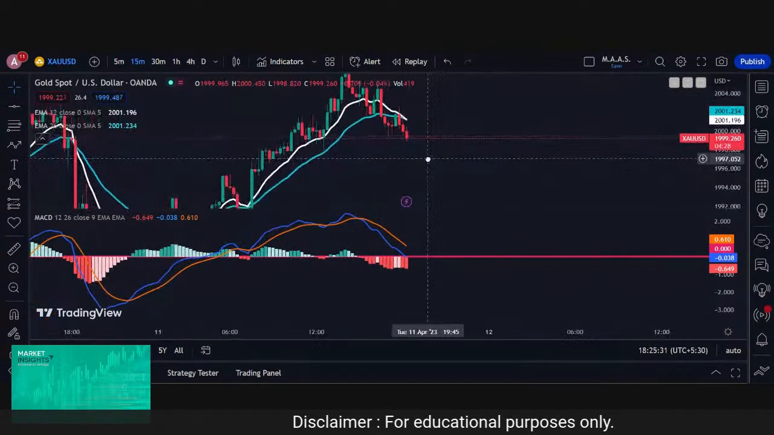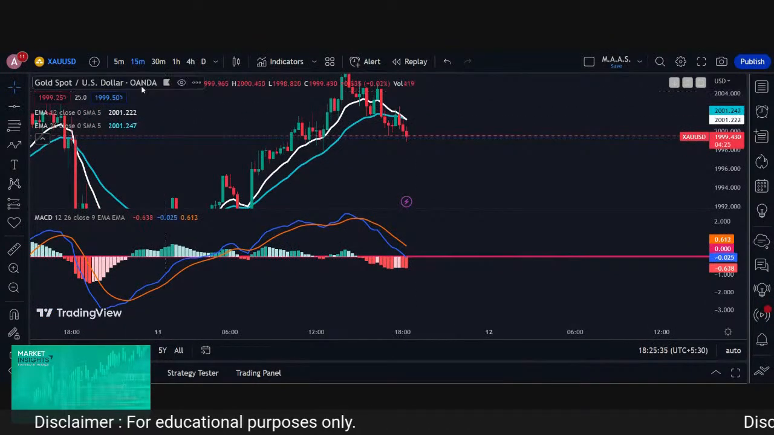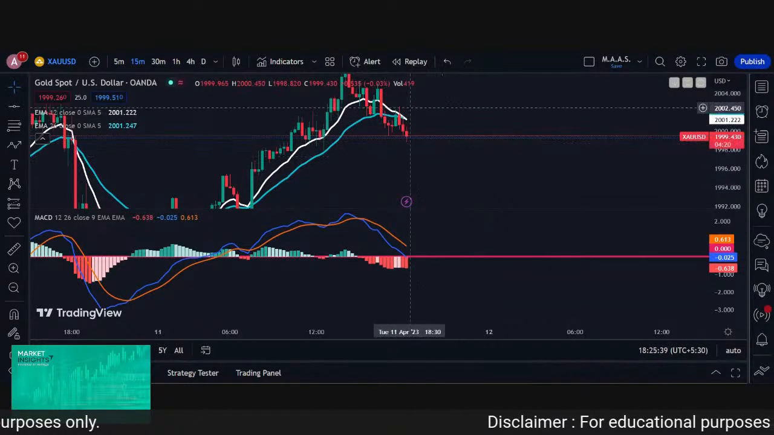So this is the scenario. Now we are seeing a bearish movement to the downside in this particular asset, right? We are seeing a downside. Let us see what will happen.